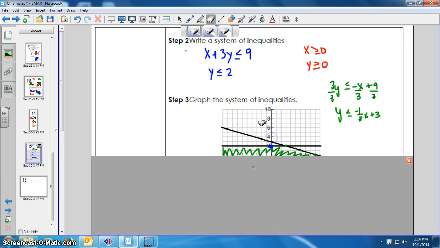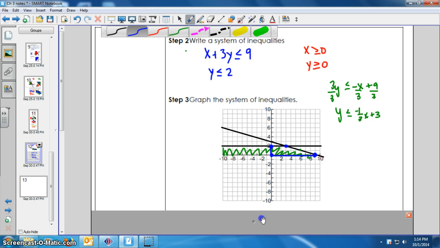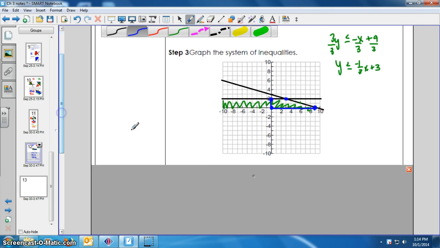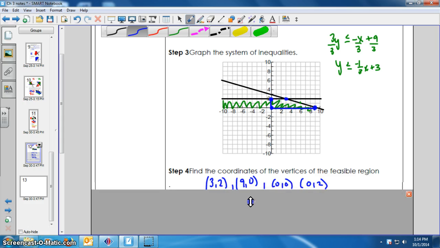Get rid of that green point. Highlight them in blue here. And then on the axis here, and then on the axis here. So we're just looking at this positive quadrant. So where those, there we go, that kind of helps. So there's our 4 points. So let's identify those 4 points. They would be 0, 0, 0, 2, 9, 0, and 3, 2. So there's our 4 points that we have.